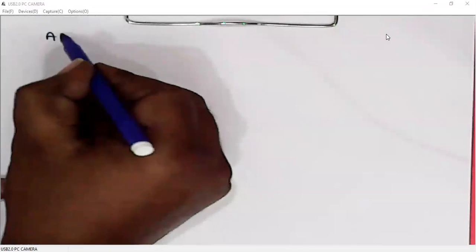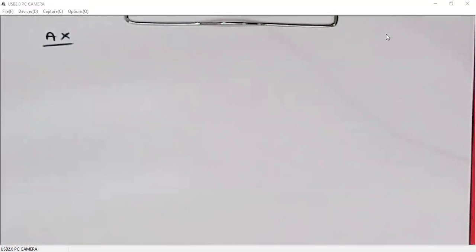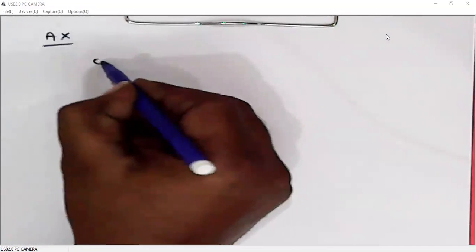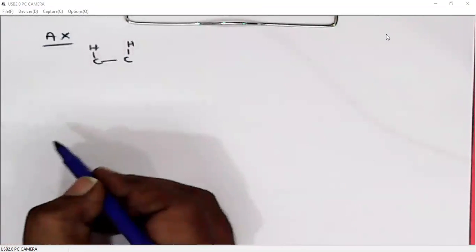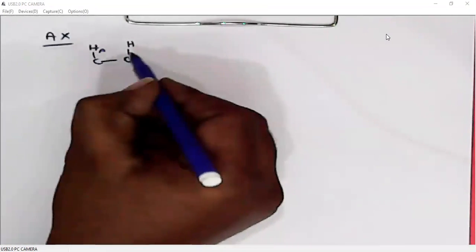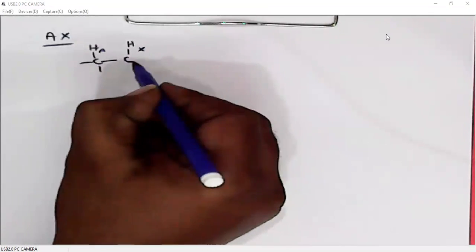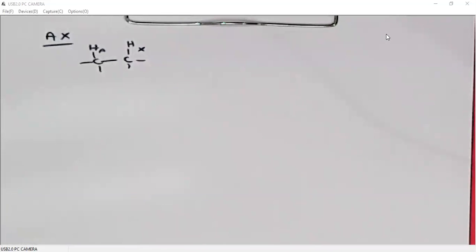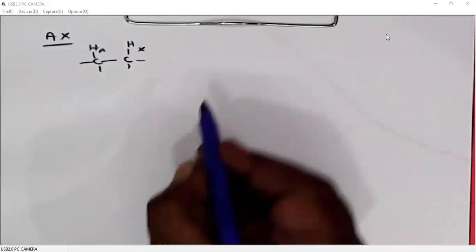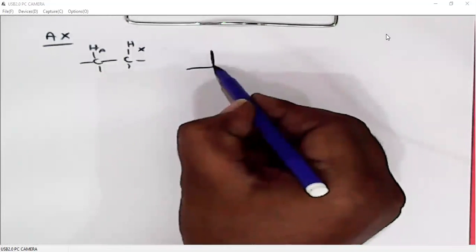We will take some simple examples. Then we will discuss AX. What is AX type protons? For example, if we have two protons in the molecule, we can label them A and X. This is the A type proton, this is the X type proton. We label them as A and X when they have large chemical shift differences.